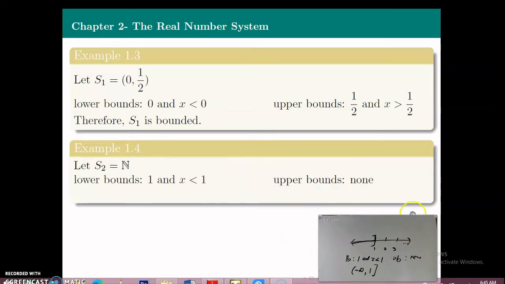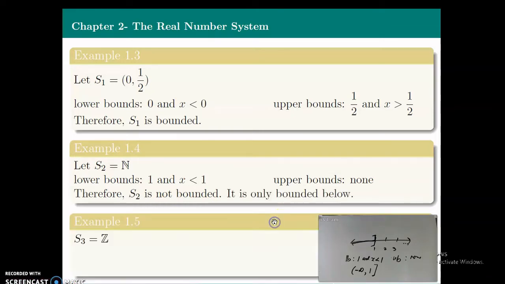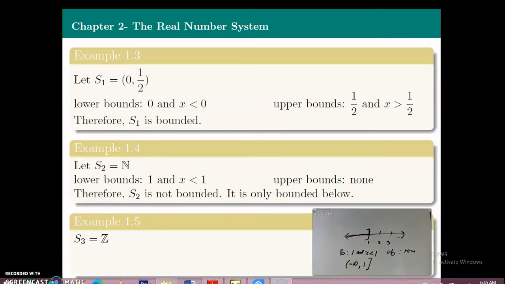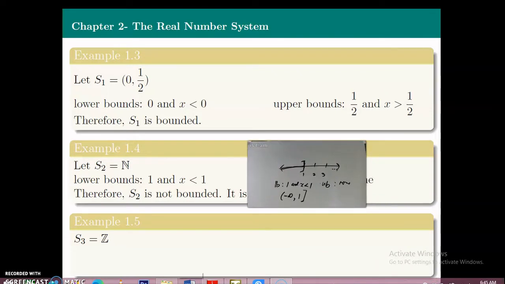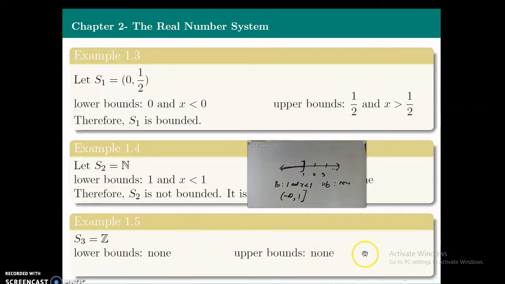Okay, so the set is not bounded. Another one is the set of integers. For the set of integers, we know that it is not bounded above and not bounded below. Therefore, there is no lower bound and no upper bound. Therefore, the set is not bounded below and not bounded above.